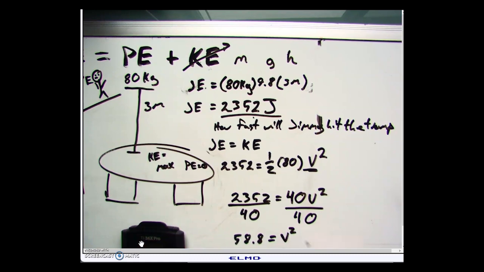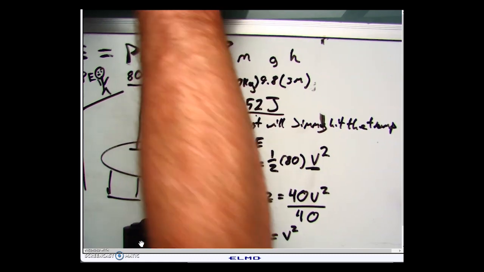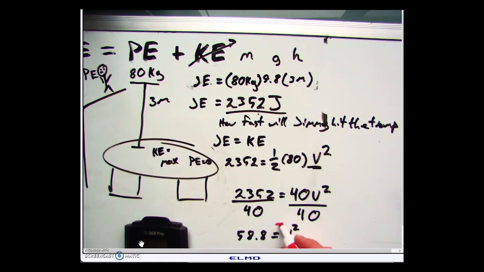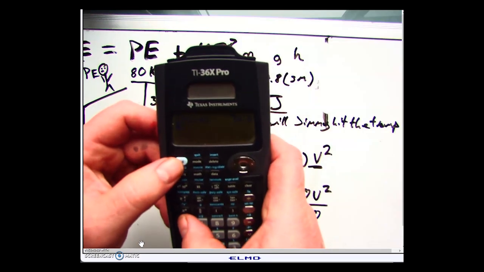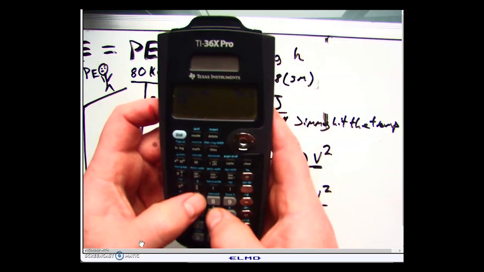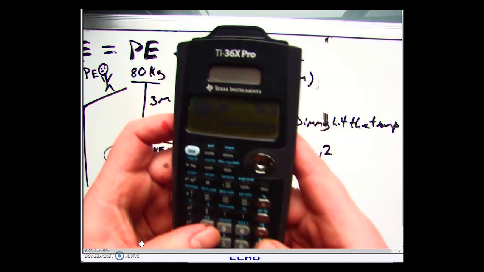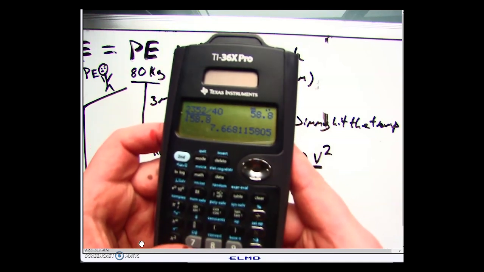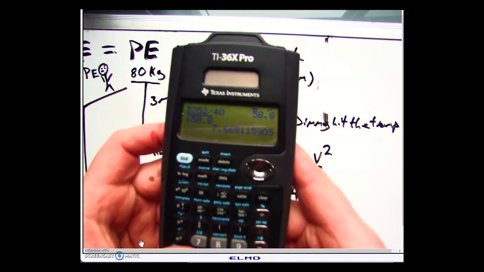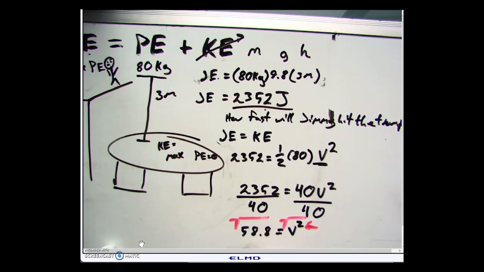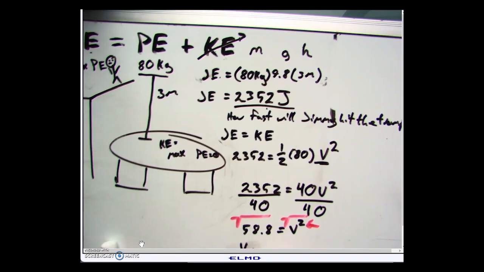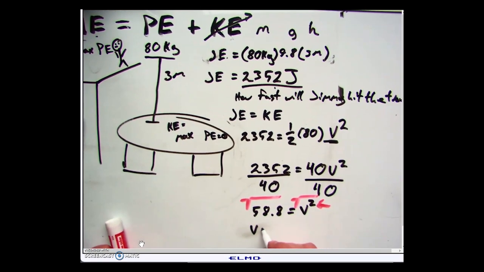Because all we need to do is take the square root of both sides to get rid of the square value there. The square root of 58.8, and then we get that number. That is 7.7. We'll just round that up. 7.7 meters a second.